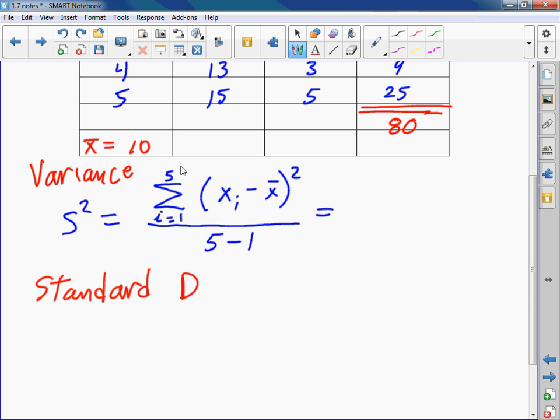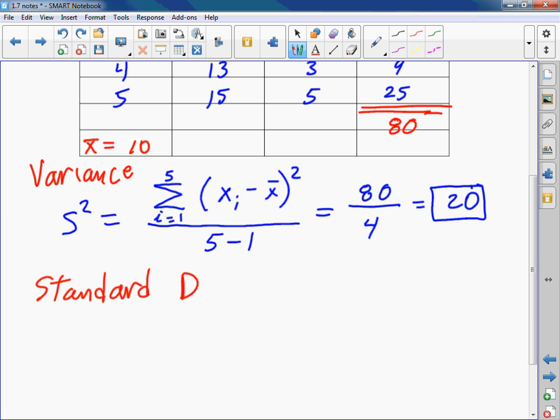So we got the sum of all this is 80. Then what do we do with it? You do divide. So we go 80 divided by... Well, which one is it, Esme? It says 4 because it's 5 minus 1, and that equals 20. And that's the variance. Now, variance is cool, but standard deviation is the real rock star.